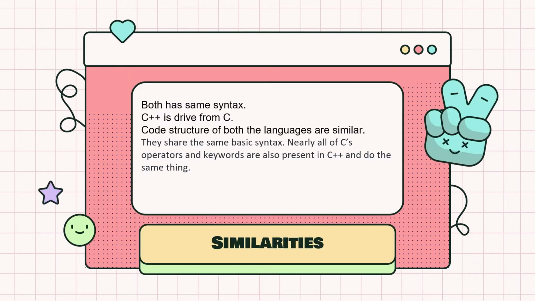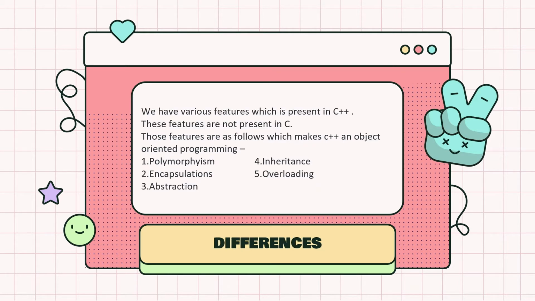And what are the similarities between C and C++? They both have the same syntax. C++ is derived from C, and the code structure of those languages is similar. If the basic syntax is similar, obviously the same operators and keywords which are present in C also do the same thing in the C++ language. So the next video is about the difference between them.